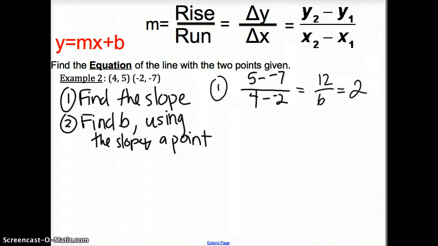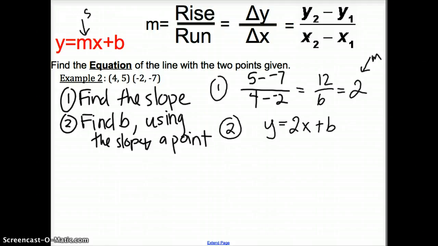Now we have to do step number 2, which is to find b using the slope and a point. So I'm going to find b using a slope and the point. First, I'm going to write down my general equation, plugging in m. I know m is 2. So 2x plus b. That's my slope plugged in for m in my general equation that you see here.